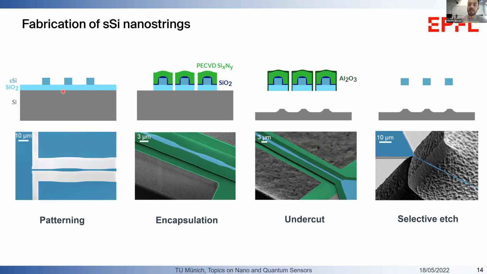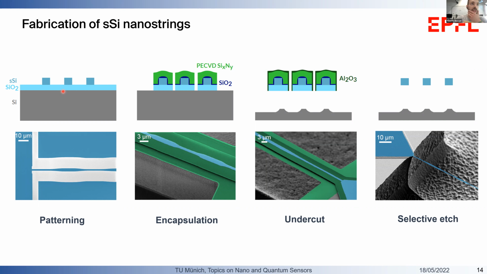And finally, in the last step, when the strings are suspended, we remove the encapsulating layers selectively with a dip in hydrofluoric acid, which doesn't touch at all the silicon nanostrings. And then we have to dry. After this step, we also have to dry in critical point drying the nanostrings, unless we want them to collapse.